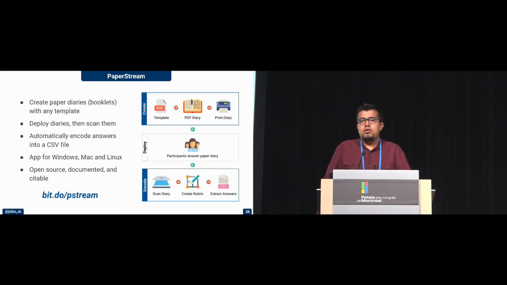And with that, I would like you to talk about PaperStream. So this is a tool that you can use to convert a one-page PDF template into a PDF diary that you can print and bind as any other document. Then you can distribute these paper diaries to your participants, and once you collect them, you can scan the diaries, create a one-time rubric, so tell PaperStream where the answers are and what they mean, and then PaperStream will extract all the answers, identify duplicates and missing data. It's available for Windows, Mac, and Linux. It's fully documented, open source, and citable at the link on the slide.